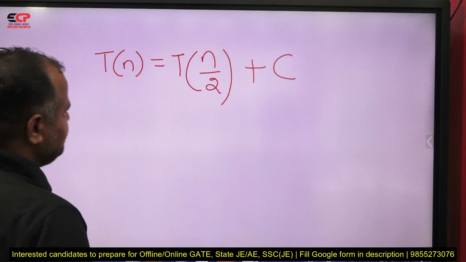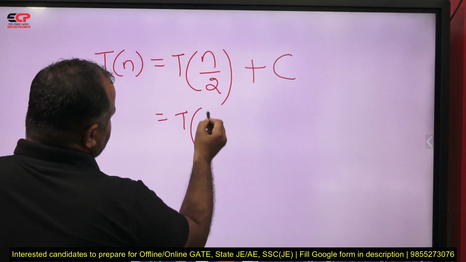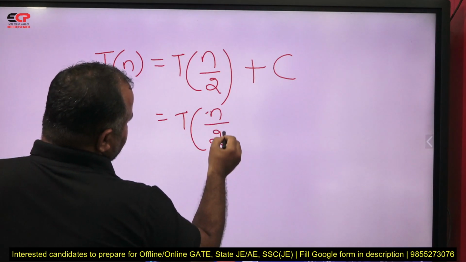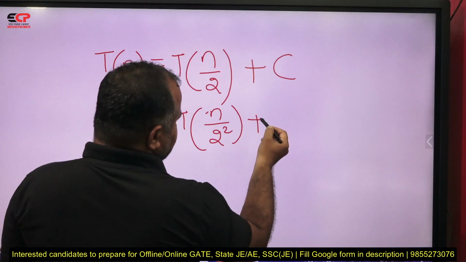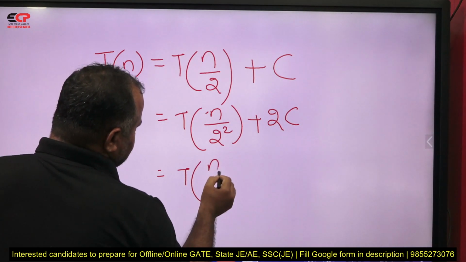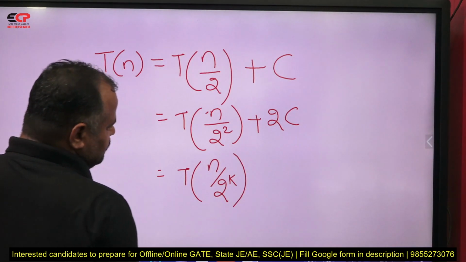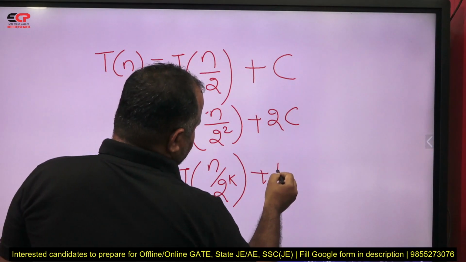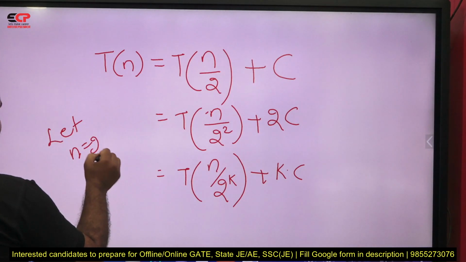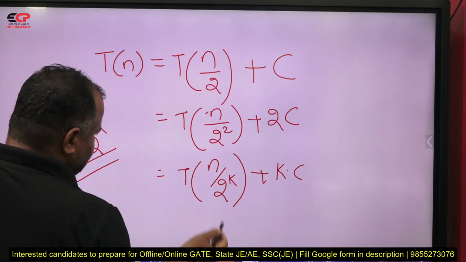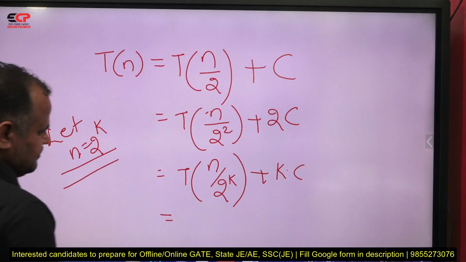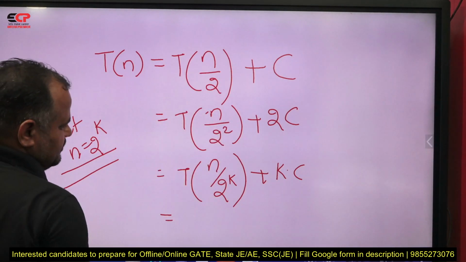So if we solve this recurrence relation, what is the value of T of n by 2? That is T of n by 2 square, and c plus c is 2c. In this way, if I go with k times, then n by 2 to the power k plus kc. I am considering let L is equal to 2 to the power k. I am not going in depth in this case because you know how to solve the recurrence relation. If you have any doubt, you can put it in the comment section, and then I'll give you the detailed explanation of this recurrence relation.